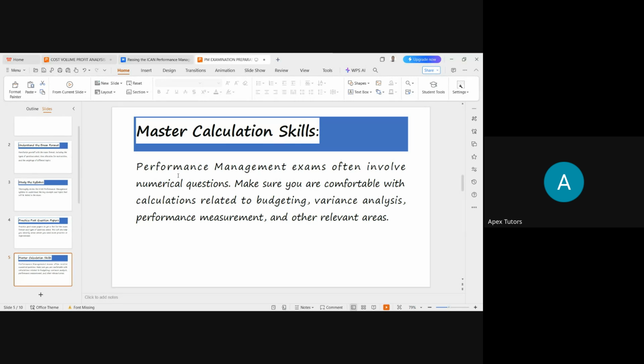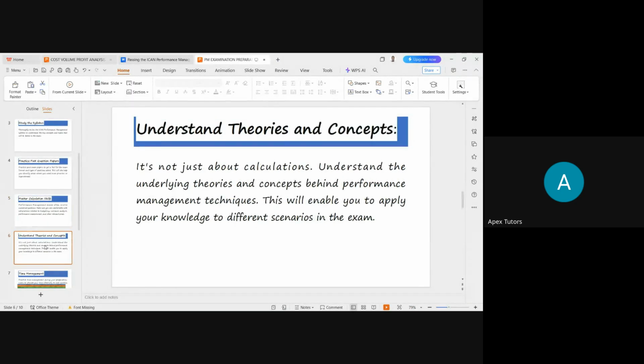Performance management exams often involve numerical questions, so make sure you are comfortable with calculations related to budgeting, variance analysis, performance measurement, and other relevant areas. It's very key.